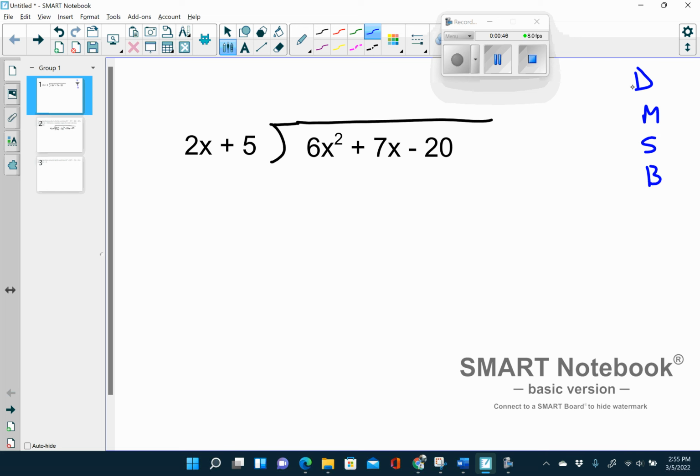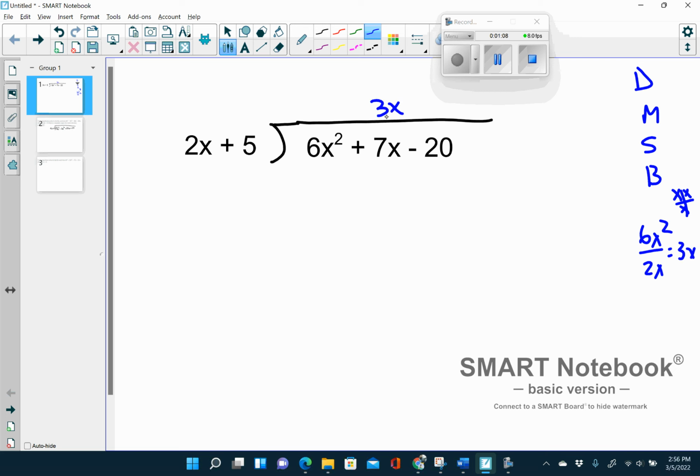Okay, so you start out by saying 2x goes into 6x squared how many times? So to do that, you go 6x squared divided by 2x. 6 divided by 2 is equal to 3. X squared is like 2 x's. X on the bottom, these cancel out, so you're just left with x.